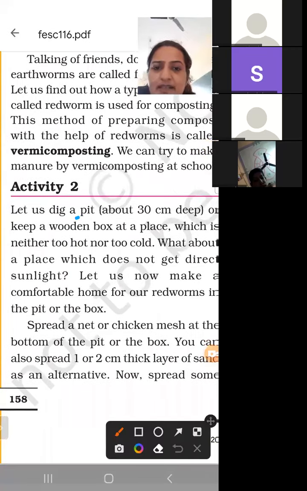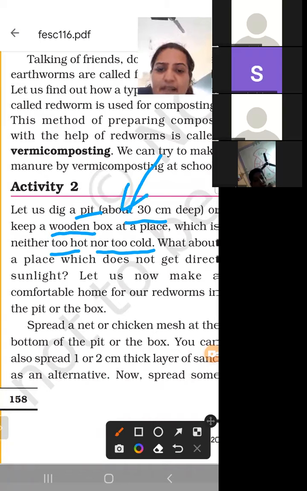Ya to hume gadda lena hai 30 cm. Agar hum gadda nahi le sakte to hum wooden box le sakte hain. और वुडन बॉक्स को हमें ऐसे प्लेस पे रखना है ना ही ज्यादा वहां गर्मी हो ना ही ज्यादा ठंड हो. और जैसे ही हम इस गड्ढे के अंदर एक रेड वर्म के लिए हमें होम बनाना है.